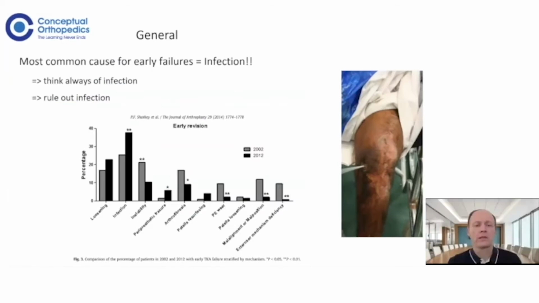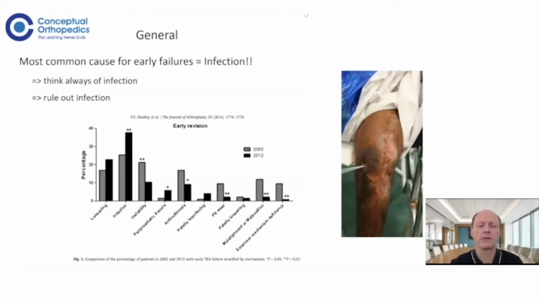So in general, something that hasn't changed over time, unfortunately: infection is still the most common cause for early failures, independent of whether we talk about knees or hips. It is the most common cause for early failures.